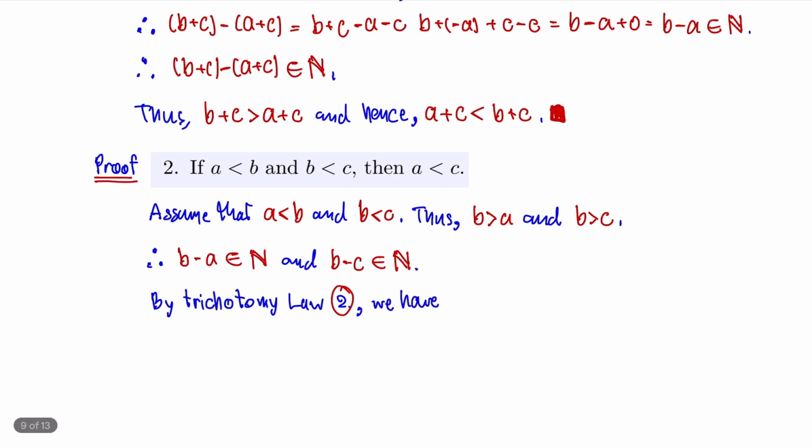By the way, we want to show that A is less than C. So I just want to start with C minus A. And for C minus A, I want to do this: minus B and plus B in the middle. Then what do we have here?